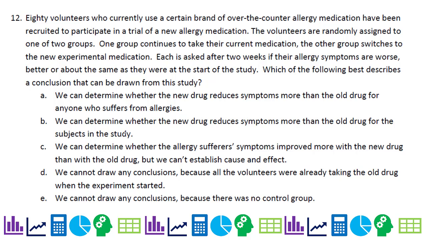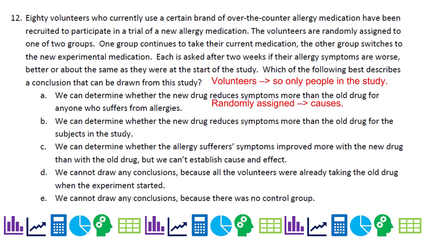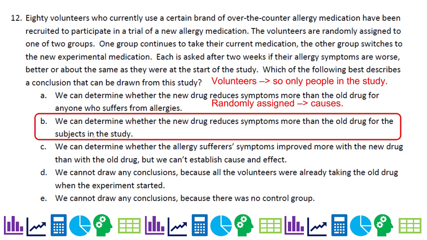So conclusion, we got to think about who we are in the study. Well, it is volunteers. So we can only talk about people in the study, all right? Or people very similar to people in the study. You might see that as well. Now, we do have random assignment of treatments, so we can say causes. Now, in this particular case, you can see both of these say reduces A and B. And this says for anyone who suffers allergies, so A is out. This one is for the subjects in the study. And we're going to go ahead and stick with that. The other one says we can determine, prove more with a new drug, but we can't establish cause and effect. We did random assignment, so we can.